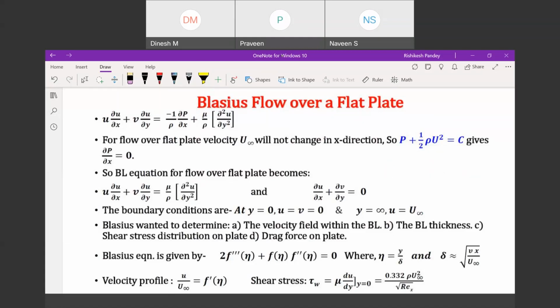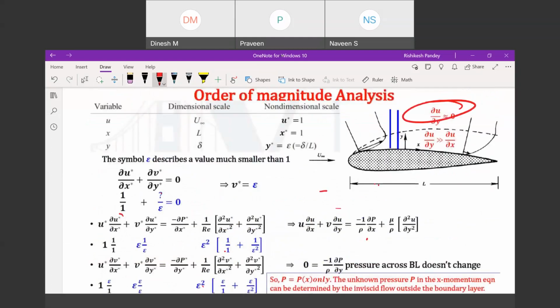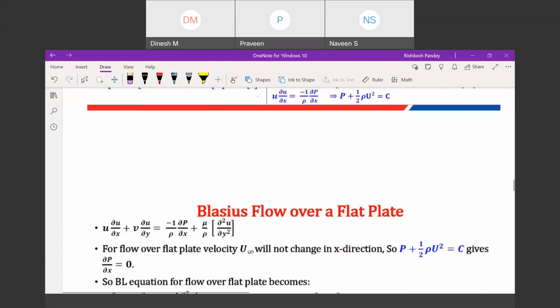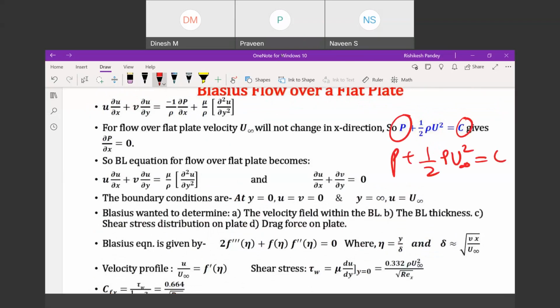Another point we are going to conclude from here is that Blasius, after applying Bernoulli's equation outside the boundary layer, got this equation, from which he could draw a conclusion. See, p plus half rho u infinity square equals a constant. He got this equation after applying Bernoulli's equation outside the boundary layer.